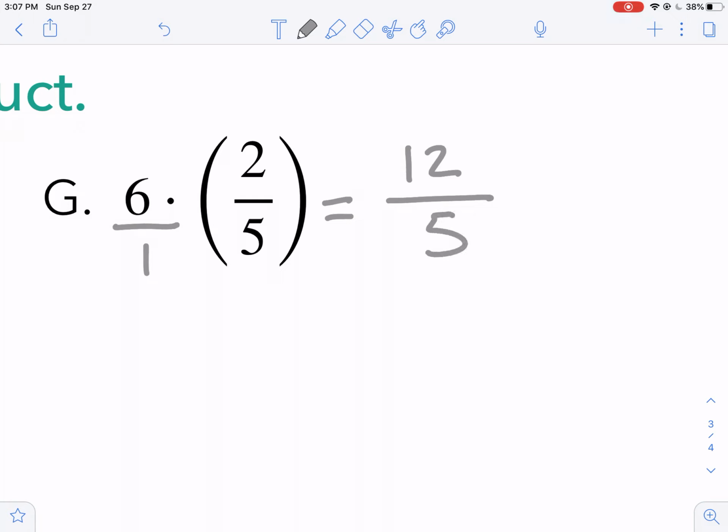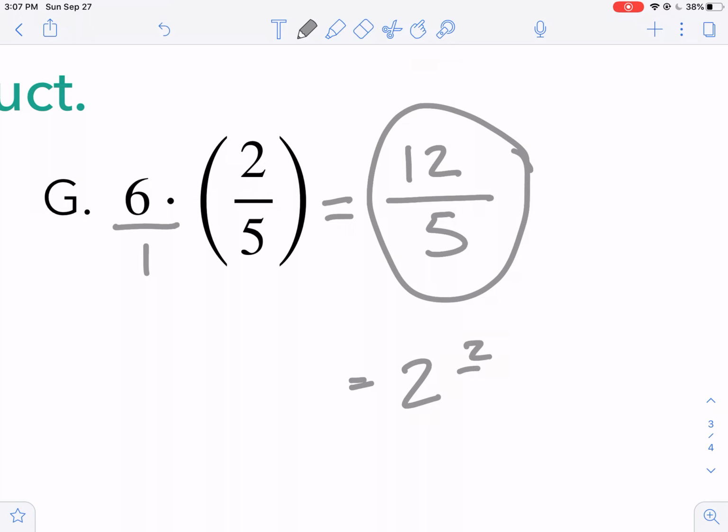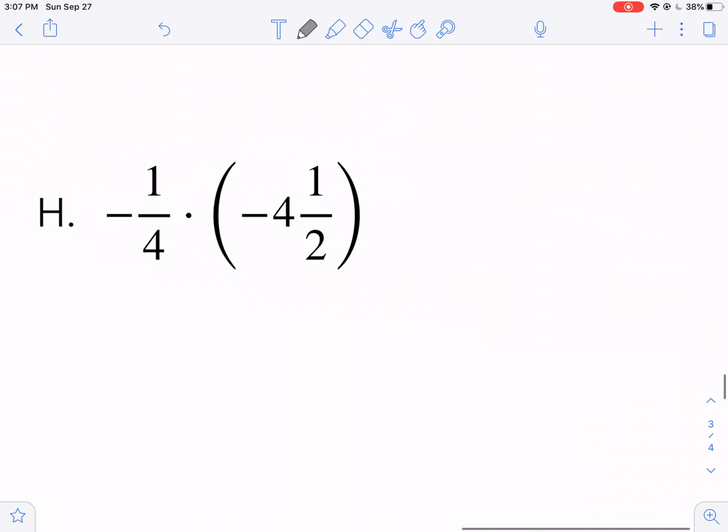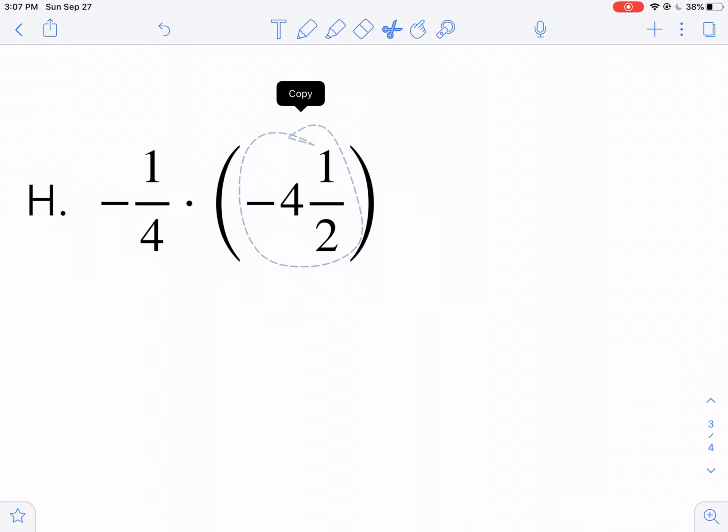You can leave it like this if you want. I, in fact, like to leave fractions like this, but if you want to have it in compound form, that would be 2 and 2/5. Both are fine. And then finally, oh yikes, look at this guy. We need to first put him in fraction form.